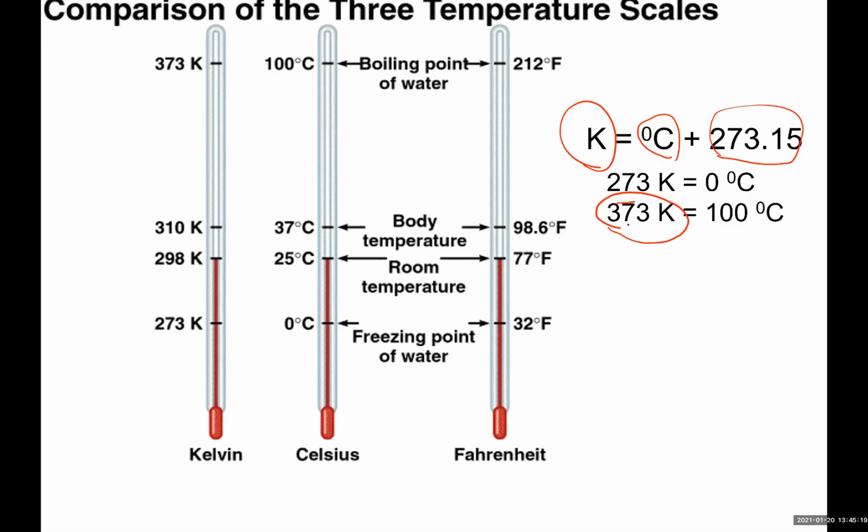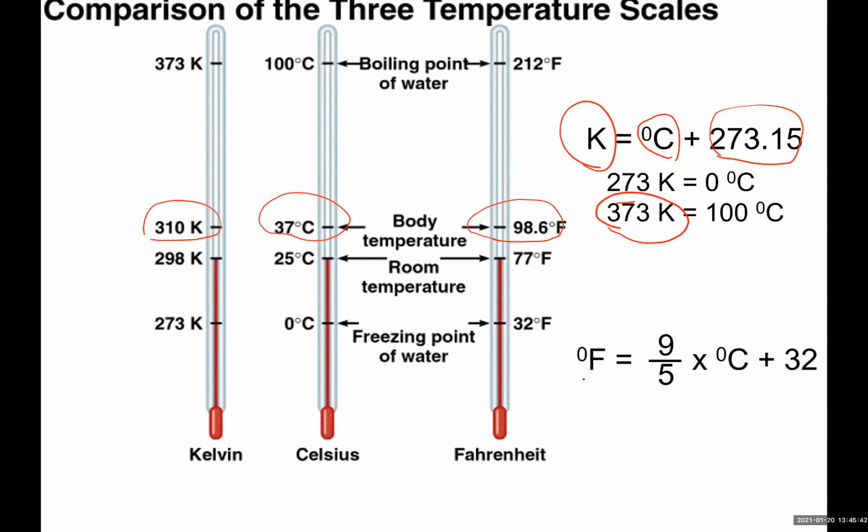So do you see how these are related? The temperature of our body, Fahrenheit, 98.6 Fahrenheit. In Celsius, 37 degrees of Celsius. In Kelvin, 310 Kelvin. They're easily convertible, interconvertible.